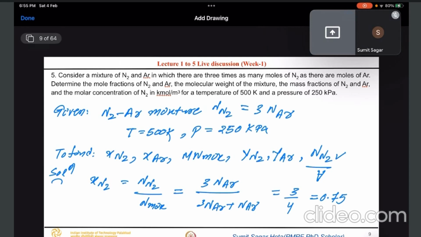Okay, so now I calculated x of N2. Similarly, x of N2 and air both are there, only two components. So how should you calculate x of air? 1 minus x of N2. What is this value? This value is 0.25, because we already got 0.75. Okay.